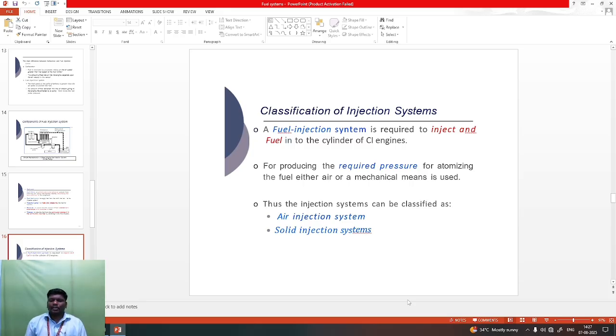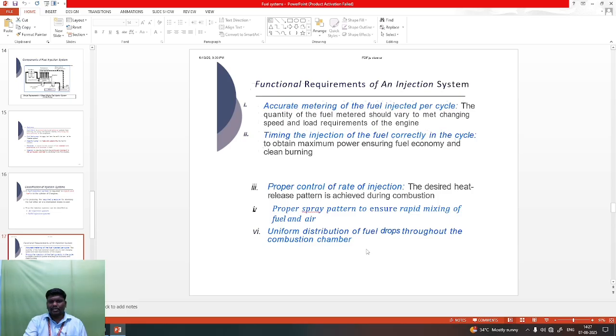Next we are going to see the classification of the injection system. Injection is classified into two types: the air injection system and the solid liquid injection system. Let us see the first one, the air injection system. There are points to consider: first, accurate metering; second, timing of the injection; third, proper control of the rate of injection; fourth, proper spray pattern; and finally, uniform distribution.